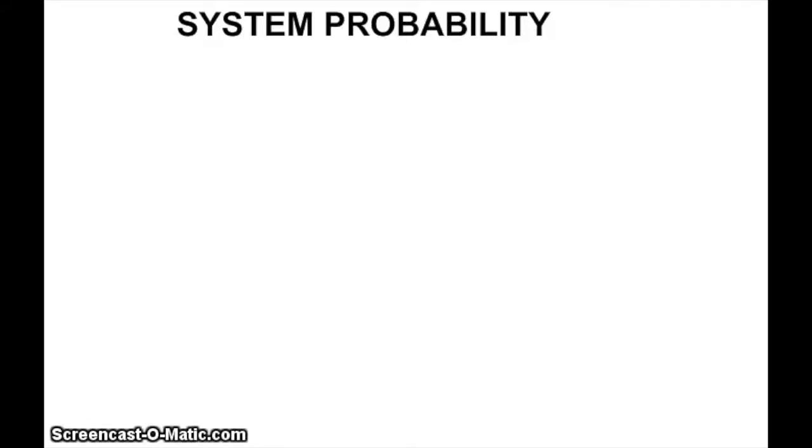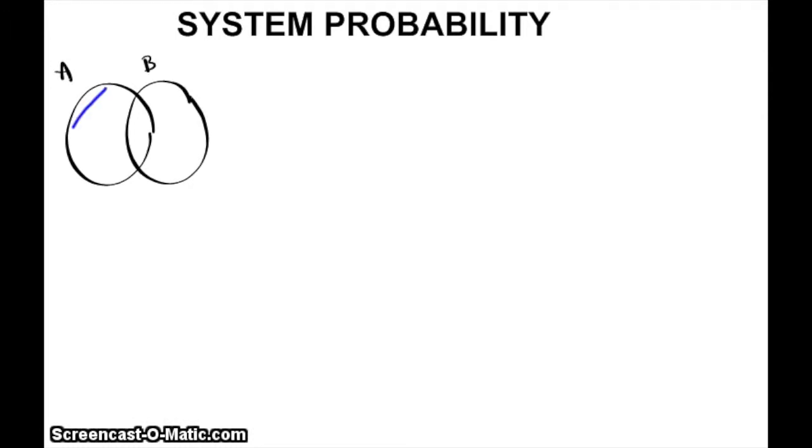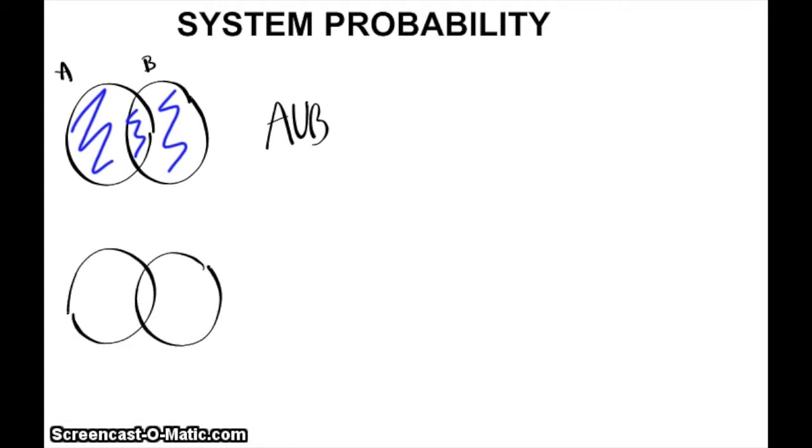So we're going to be talking about system probability. You have two events, A and B, and the union of these two events consists of all events that occur in either A or B or both events, as can be seen in the Venn diagram. We denote this as A union B. Now for the intersection of these two events, this is all outcomes that occur in both A and B, which is that tiny little sliver, and it's denoted as A intersection B.